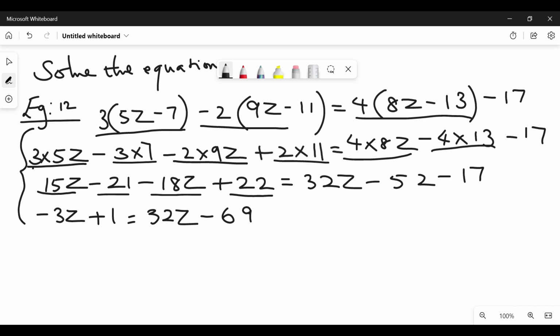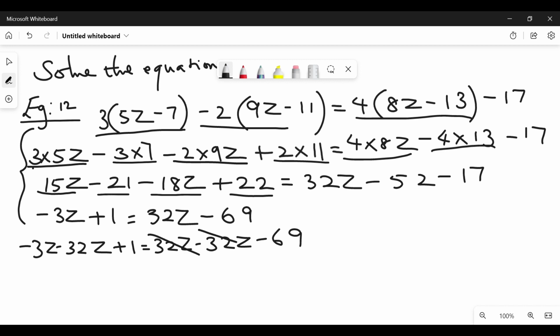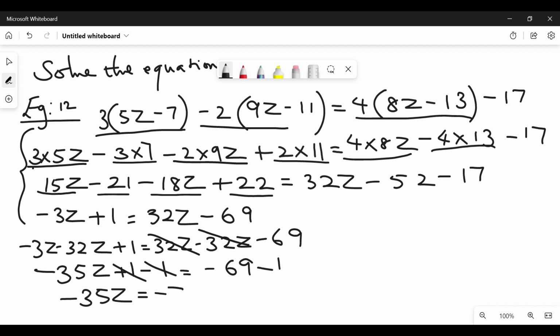So now you know what to do for additive inverse. So minus 3z minus 32z plus 1 is equal to minus 69 minus 32z. This step I am doing in order to bring the 32z to the left hand side and combine with minus 3z. By that, these two get cancelled. I get this as minus 35z, and now what you do is take the 1 to the other side. When I am taking it to the other side, you know that I have to do it on both sides. So plus 1 minus 1 get cancelled. I get minus 35z is equal to minus 70.